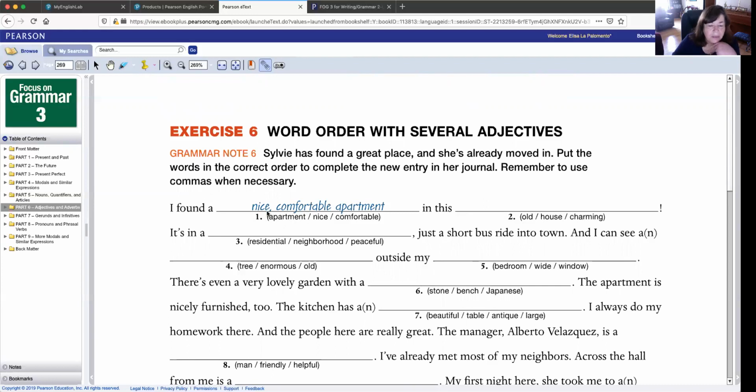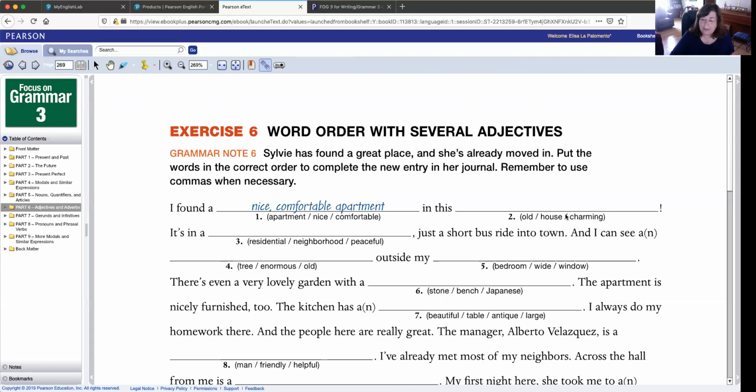You'll notice there's a comma between nice and comfortable. The reason for that is because both nice and comfortable come from the opinion category. And so that means they come from the same category, so you can put it in either order. You could say, I found a nice, comfortable apartment, or I found a comfortable, nice apartment. It doesn't matter. But because they come from the same category, you're going to put a comma between them. Okay, so I found a nice, comfortable apartment.